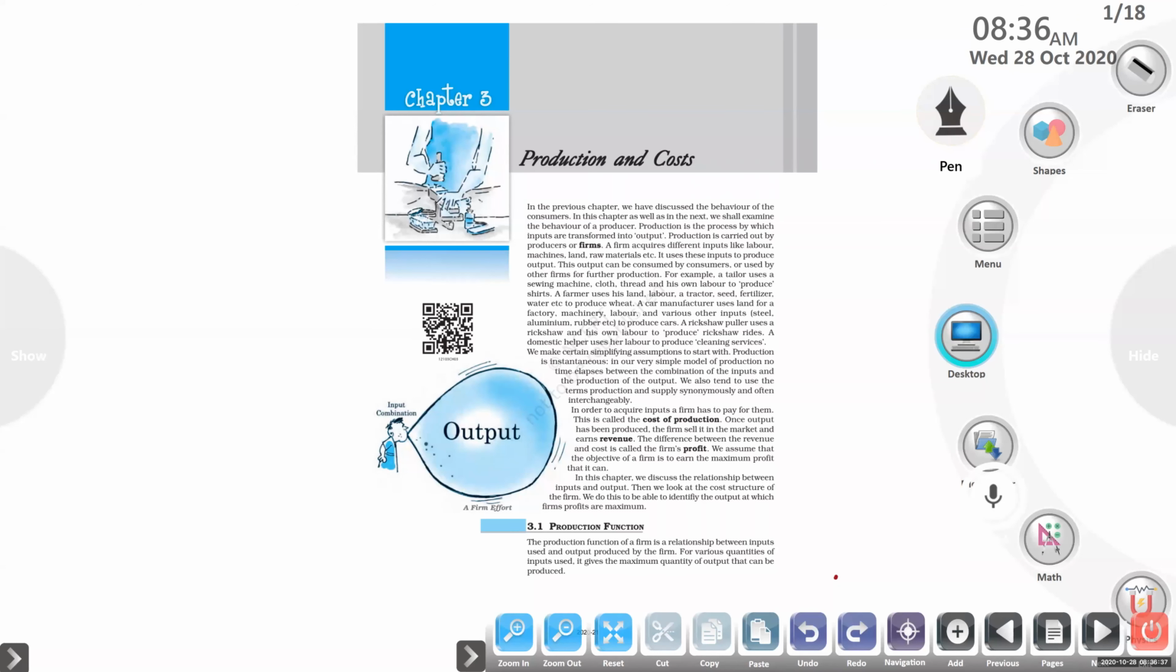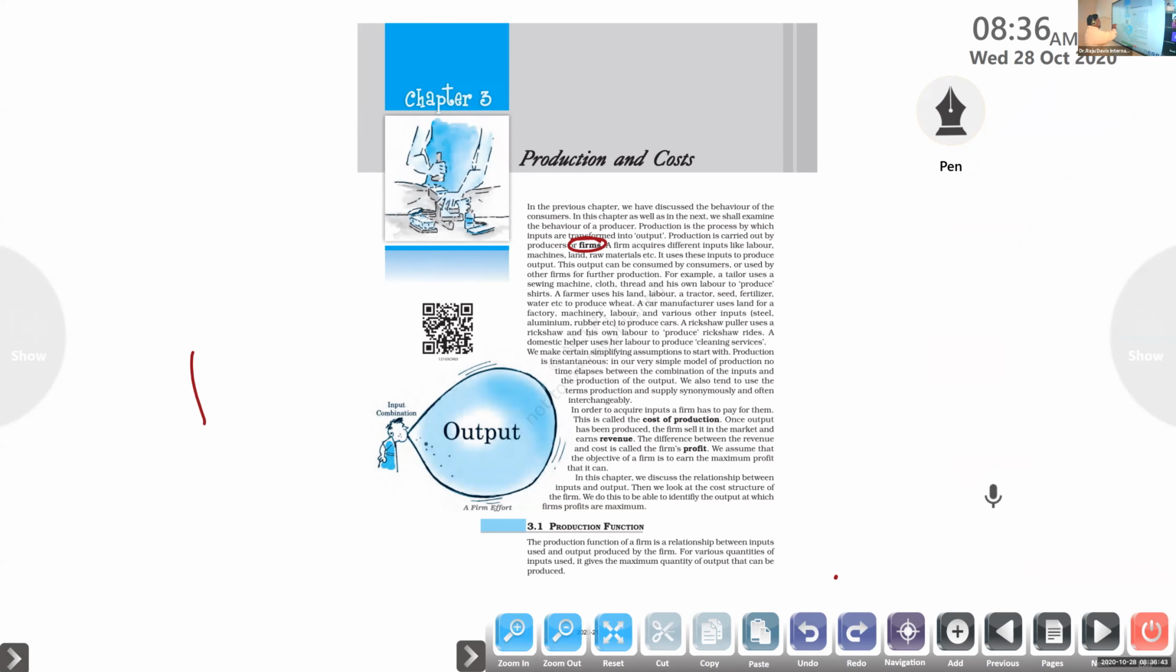So we are using the term here, firms, F-I-R-M-S. What is the meaning of the term firms? Here it is a production unit. Production unit, that is what this term basically means. Firm: a production unit.